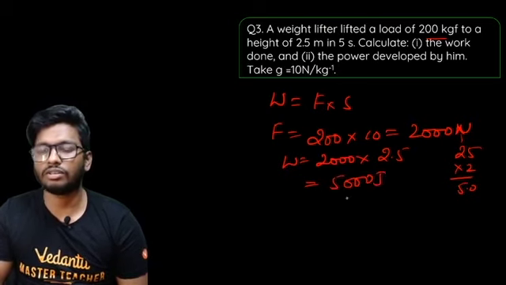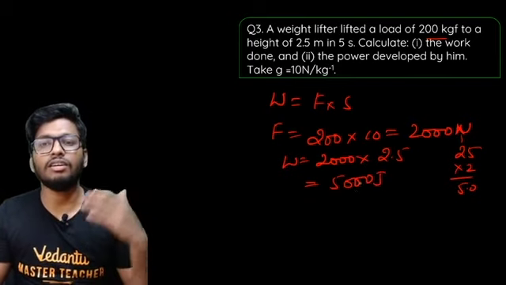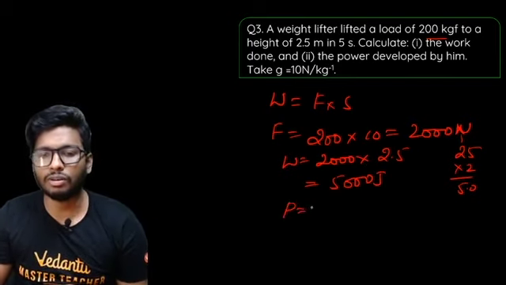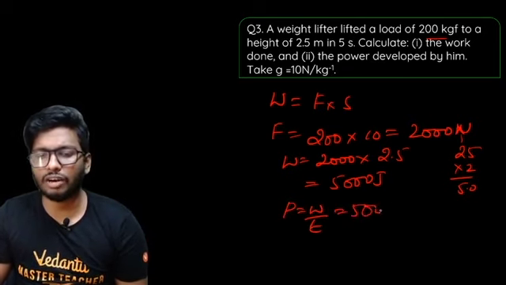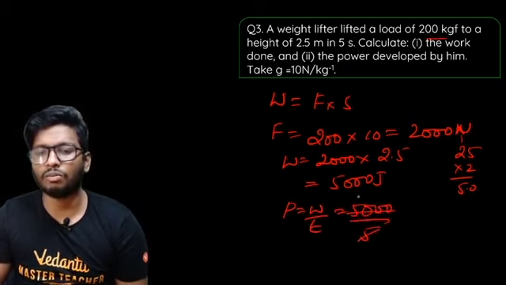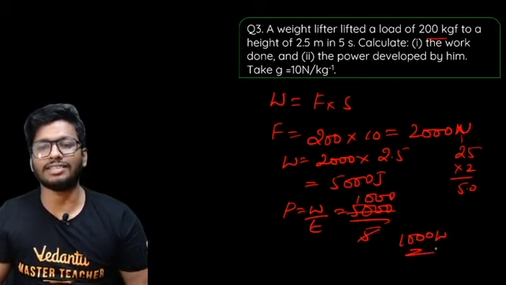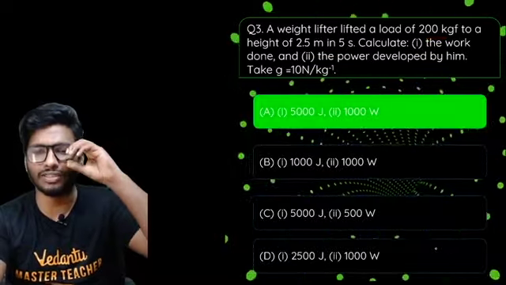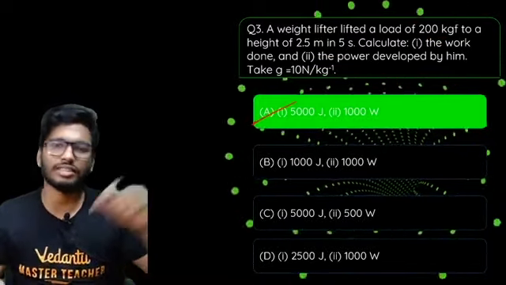5,000 joules. So it'll be 5,000 joules. That is the work done. Now that you found out the work done, find out the power. Power is equal to work done by time. Time taken is 5 seconds. So it's 5,000 divided by 5, 1,000 watt would be the answer. So 5,000 joules and 1,000 watt, which is option number A. Very simple question. So that is the answer, guys.